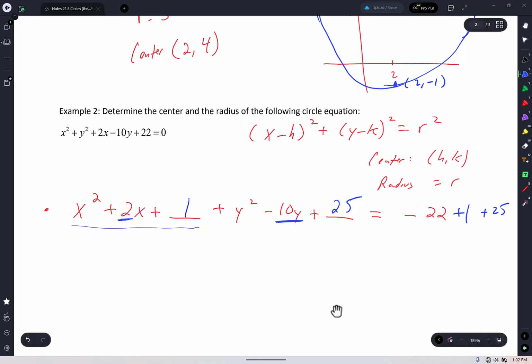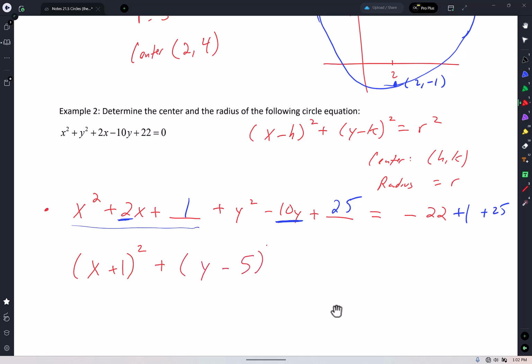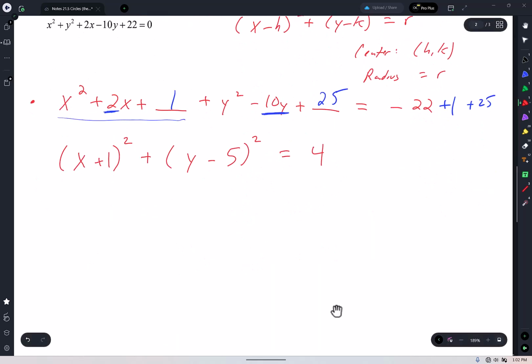Now, why does that work? Because look, now this will turn into this. X plus 1 squared plus y minus 5 squared equals 4. Chav, I don't understand. What just happened? Whatever this number was, when you divide it by 2, that's that negative 5. Whatever this number was divided by 2, there's that 1. Why does it work? Don't write this down. Just listen.